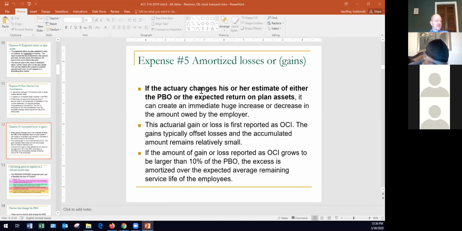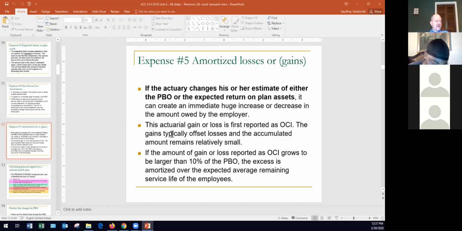Amortized losses or gains is number 5. If the actuary changes his or her estimate of either the PBO or the expected return on plan assets, it can create an immediate huge increase or decrease in the amount owed by the employer. This actuarial gain or loss is first reported as OCI.